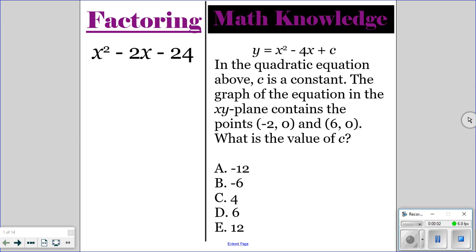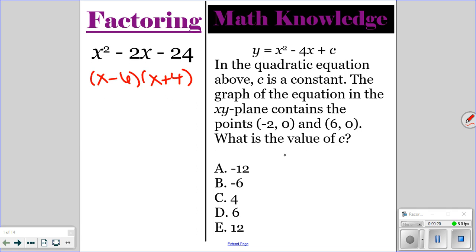Alright, so y'all go ahead and do the factoring and the math knowledge question for today. Pause the video, and then once everyone is finished, you can unpause the video and I'll go over the correct answers. So for the factoring, you're going to have x minus 6 times x plus 4 for your answer.